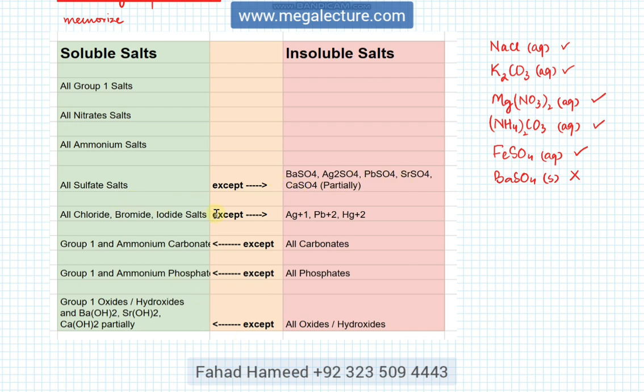Then you've got chlorides, bromides, iodides. Pretty much all of them are soluble, except if they contain Ag plus 1, Pb plus 2, or Hg plus 2.